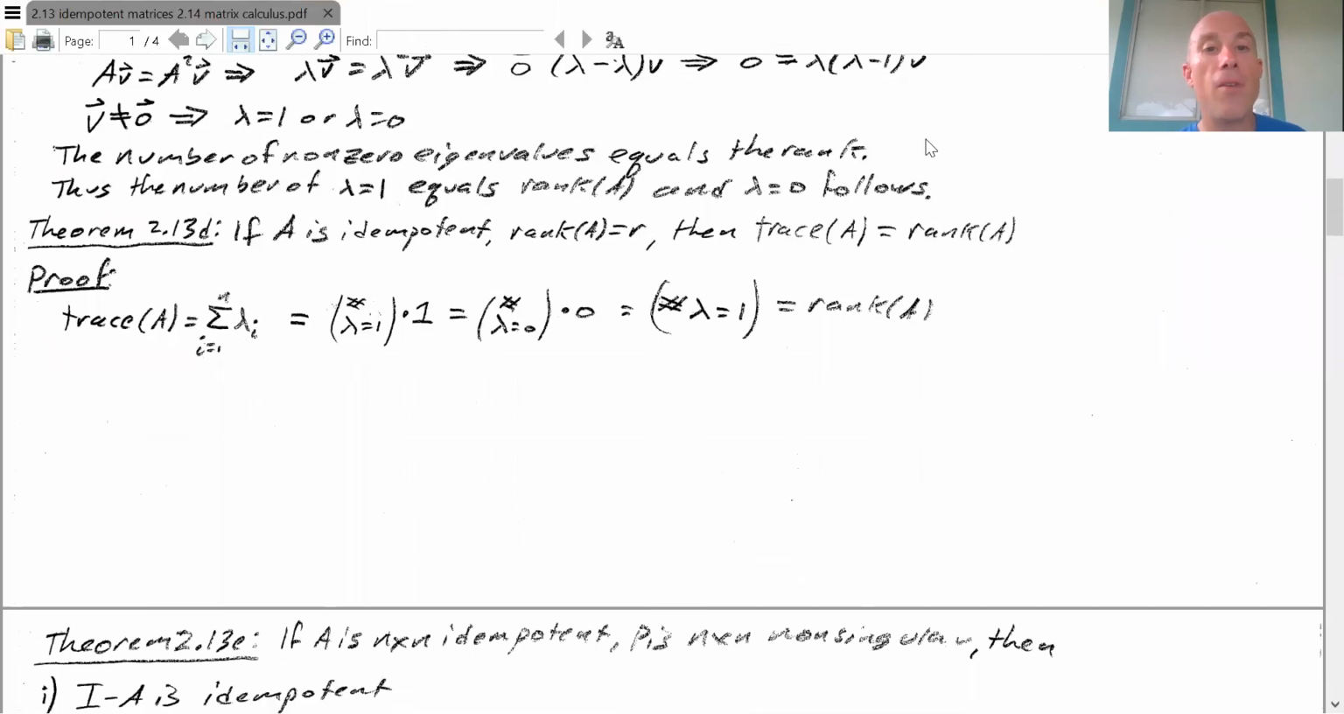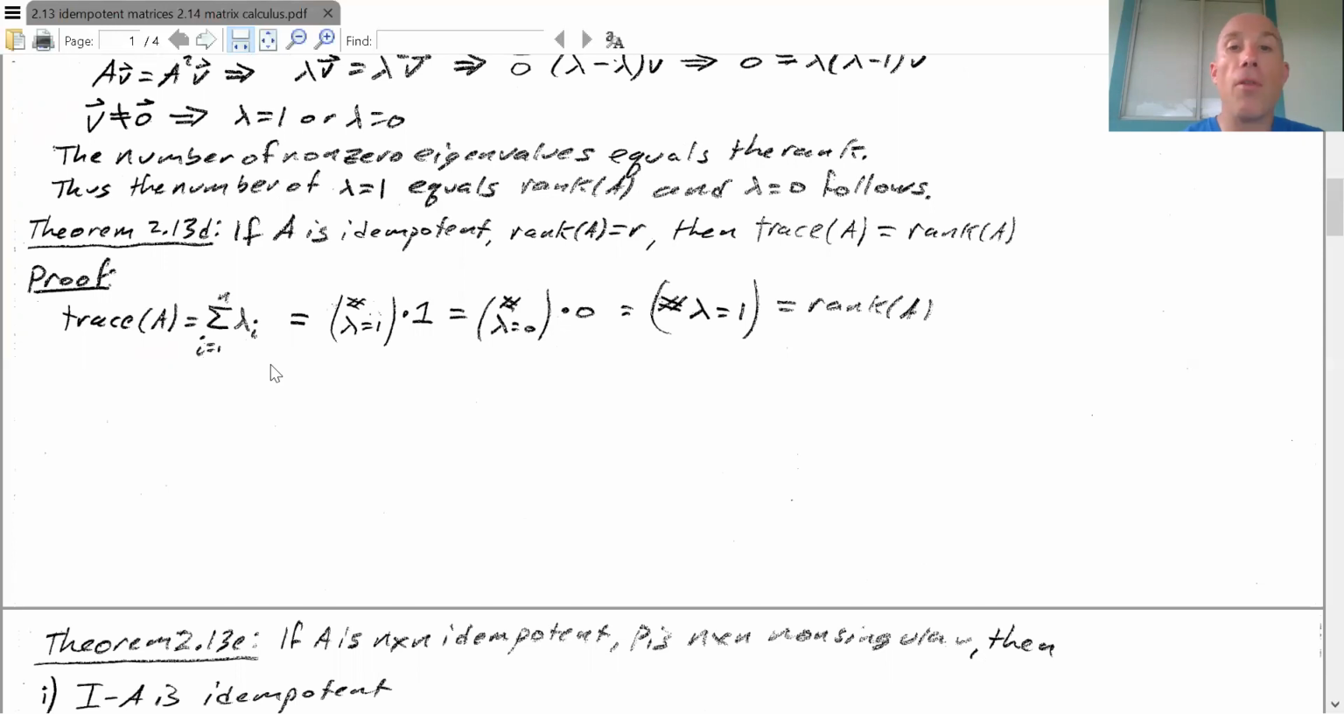If A is idempotent with rank r, then the trace is equal to the rank of A. That really just comes from the fact that the eigenvalues are either 0 or 1. Remember, if the rank is less than n, I'm going to have zeros for my eigenvalues. The trace is equal to the sum of the eigenvalues, and I know all of these are 0 or 1. How many zeros do I have? The number of 0 eigenvalues.